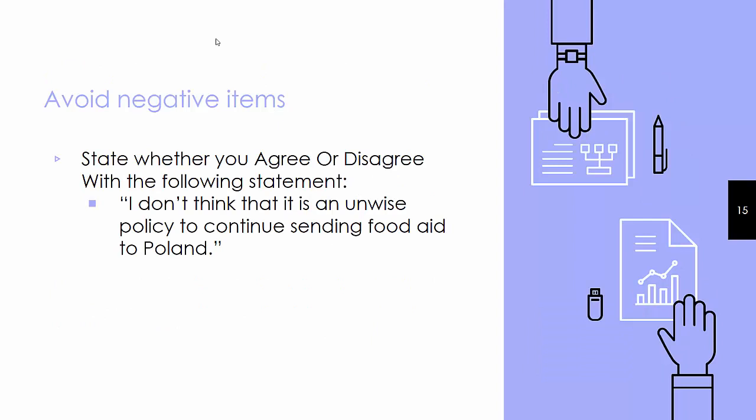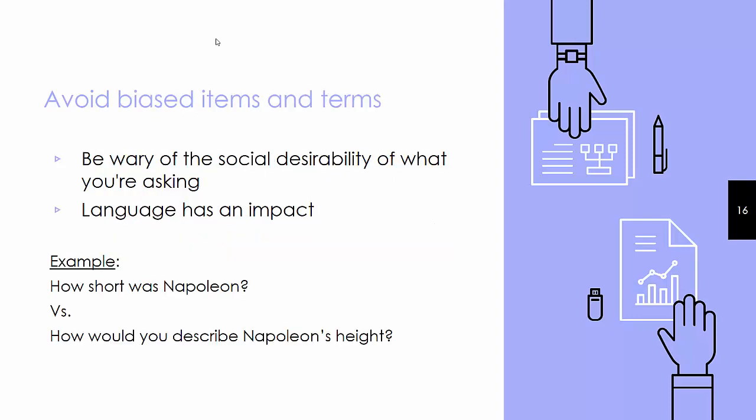Avoid negative items. For example: state whether you agree or disagree with the following statement. I don't think that this is an unwise policy to continue sending food aid to Poland. First of all, in general, you want to avoid negative questions because "I don't think so" might confuse your participants. They might skip, or it might not even register that you're asking for a no or a negative question. But here you even have a double negative, which makes it even more complicated because you have "I don't think," and then "unwise." That's a language issue, so just avoid it. Don't do that.